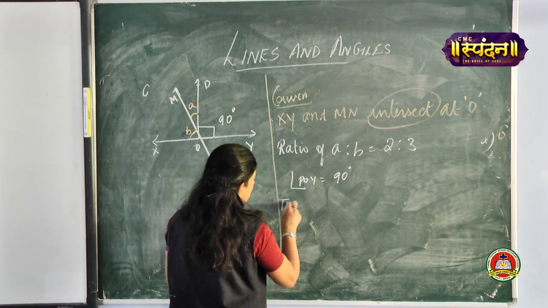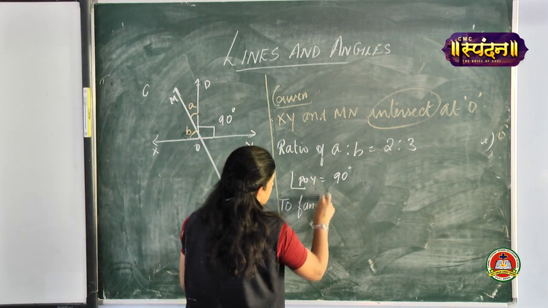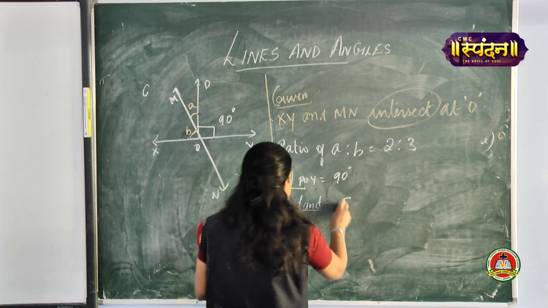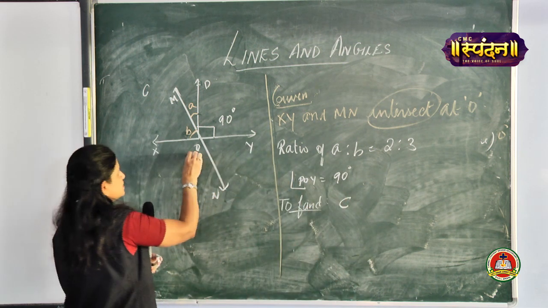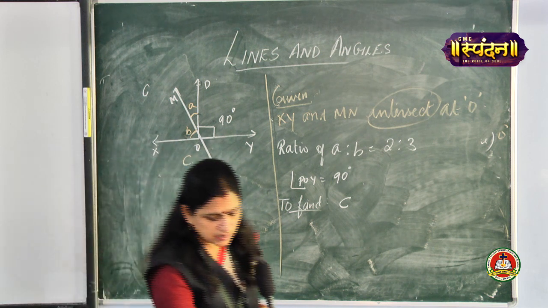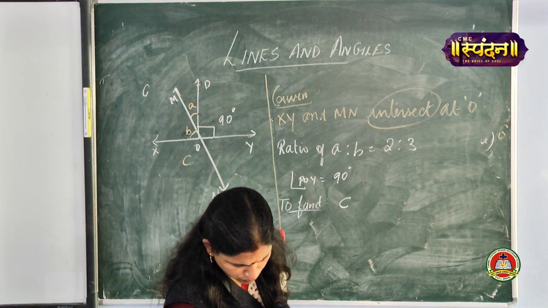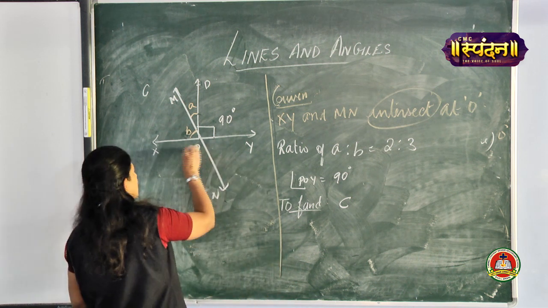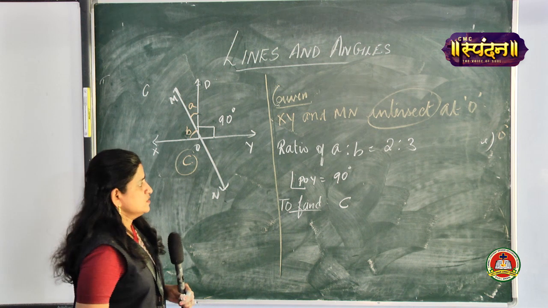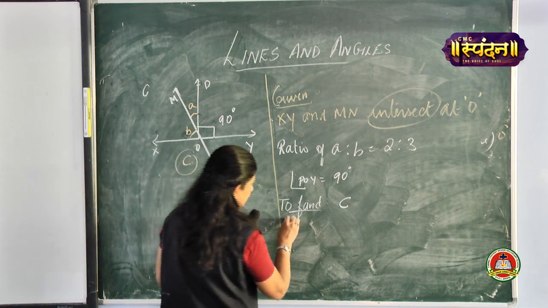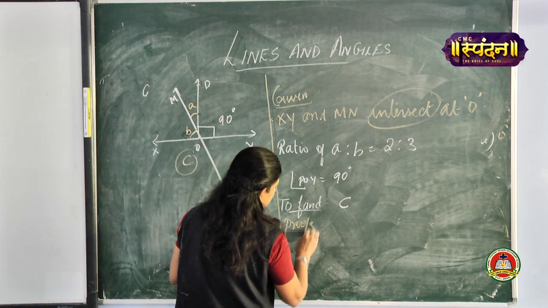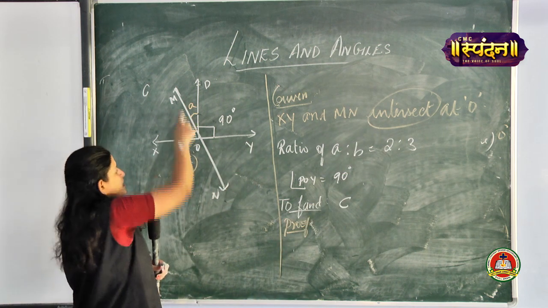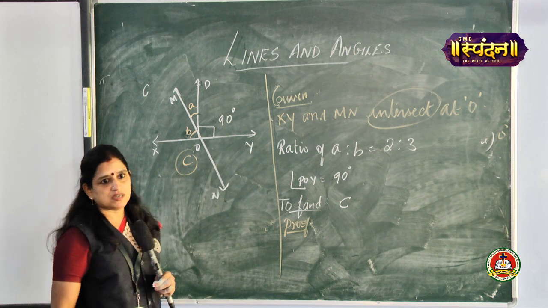So what is to be found? You have to find angle C. Have to find angle C over here. In the figure, angle C is over here. That is angle XON is equal to C. This angle I have to find. So using the given condition, you have to think what are all the keywords given over here. First it is given intersect. So when two lines are intersecting, vertically opposites are found.